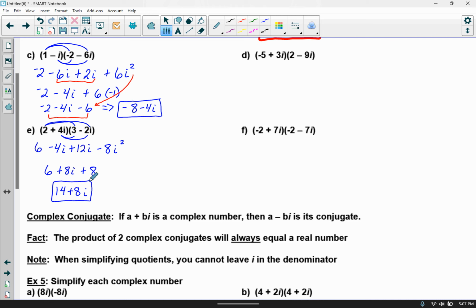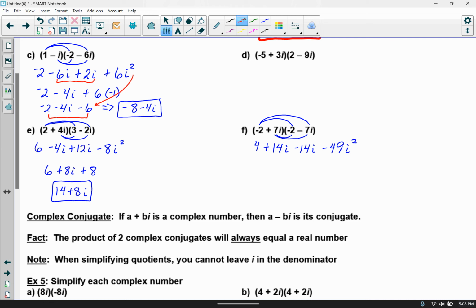I'm going to go over to letter F. Foiling again. Do my first. Negative 2 times negative 2. First, 4. Outside. Negative 2 times negative 7, positive 14i. Inside. Negative 2 times 7, minus 14i. Last, 7 times negative 7, so negative 49 times i squared.